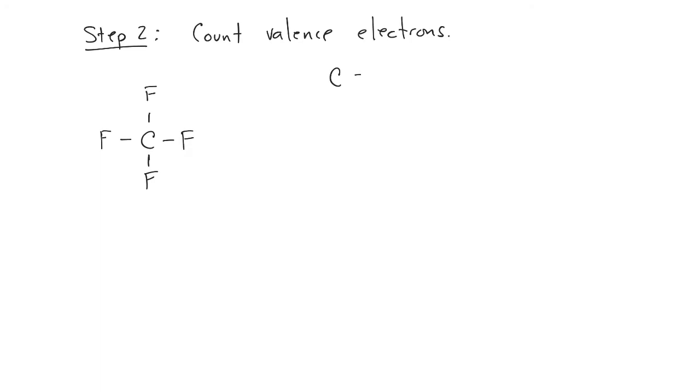In this case, carbon has 4 valence electrons, fluorine has 7 valence electrons. There are 4 fluorines, so that would be a total of 28 valence electrons for fluorine and 4 valence electrons for carbon. So that's a total of 32 valence electrons for this molecule.